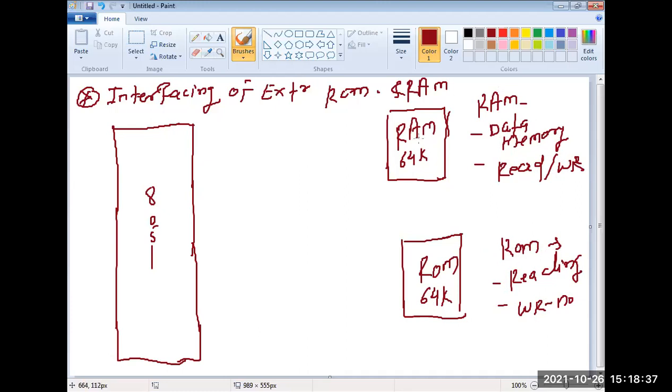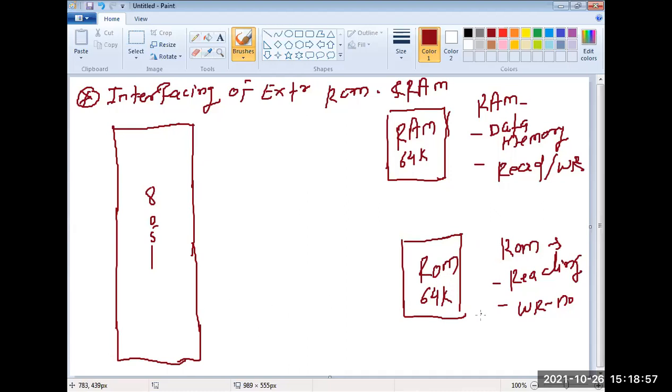Because the name itself indicates that. ROM means read-only memory, so only reading is possible, and writing is not possible in that. Writing only once, when the program is burned. The hex file that we burn in that controller becomes permanent code in the ROM memory.